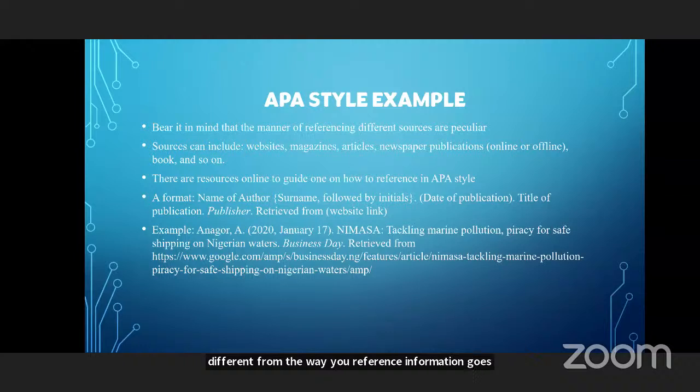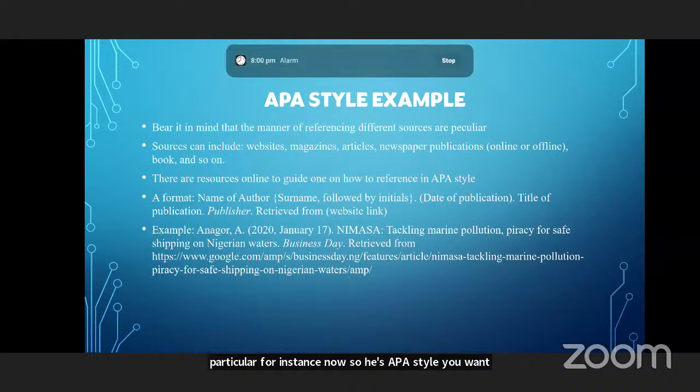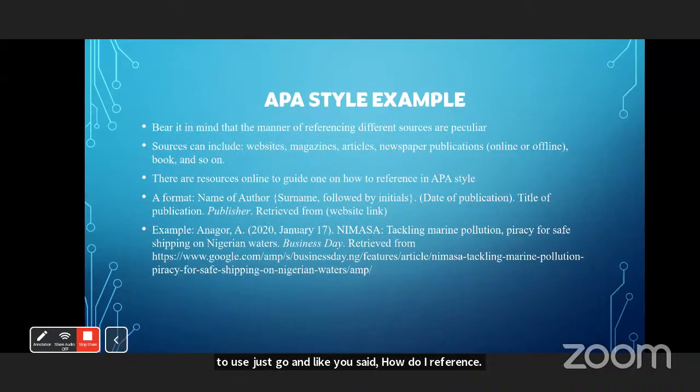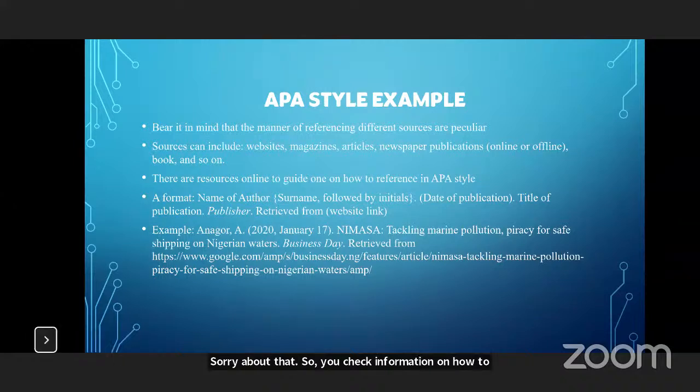So you would need to go through online resources on how to reference different types of sources using a particular referencing style. So if it's APA style you want to use, you just go online, you search how do I reference in APA style. So you'd check information on how to reference in APA style. Let's say you have information from websites, you'd check online, how do I reference a website using APA style?